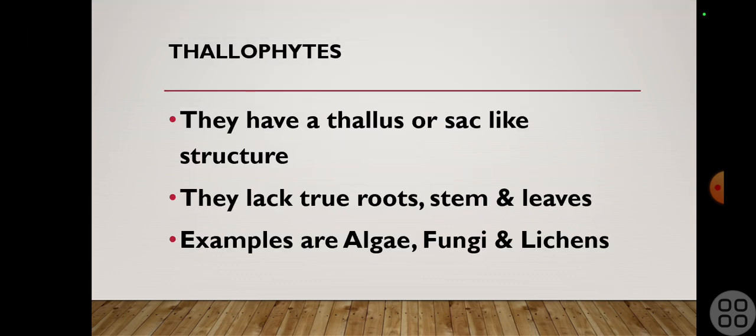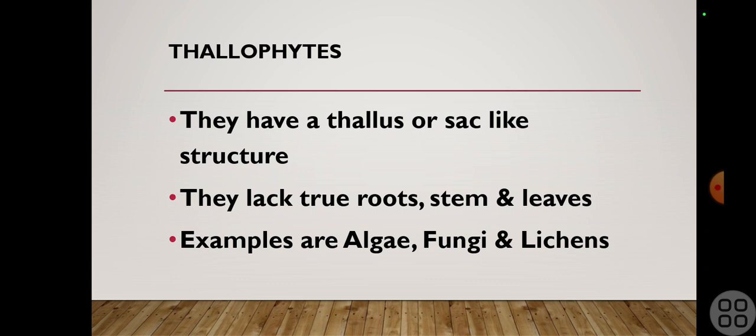So, what are thallophytes? Thallophytes are organisms or plants that have a thallus or sac-like structure. They lack true roots, stem and leaves. Examples of thallophytes are algae, fungi and lichens.